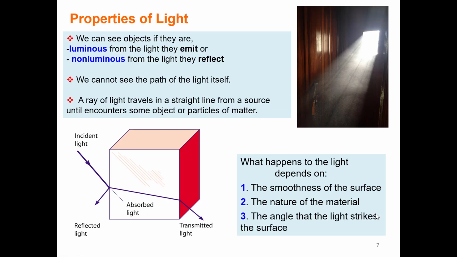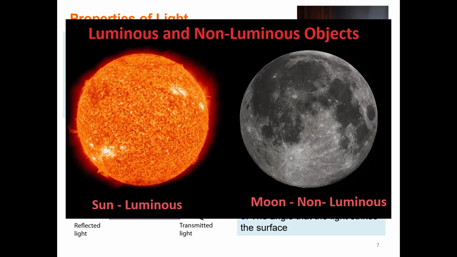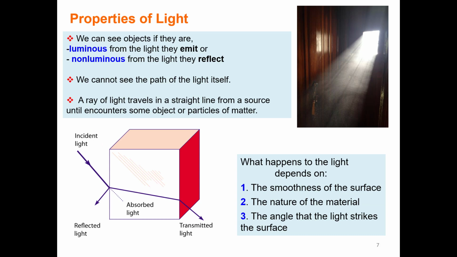Now let's talk about the properties of light. We can see objects if they are luminous, meaning they emit light, or if they are non-luminous, if they reflect light. One example of a luminous object is the sun, and of a non-luminous one is the moon. The moon reflects light. We cannot see the path of the light itself, but if there is a dot, like in this picture, we can see the path of the light, and we can see the light travel in a straight line.